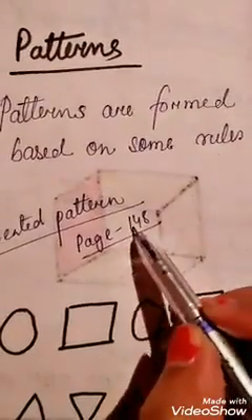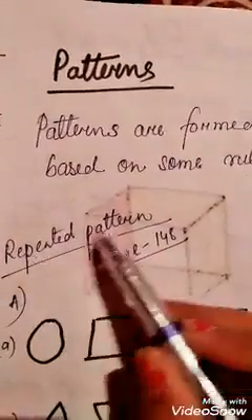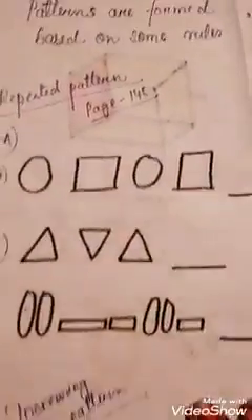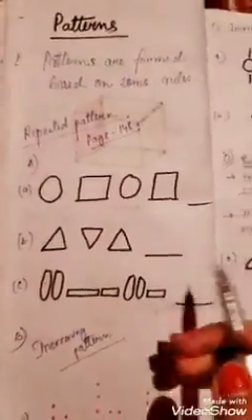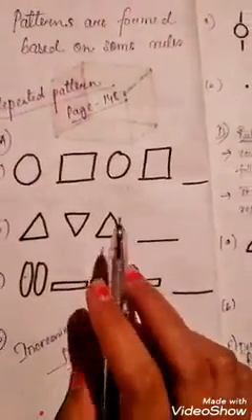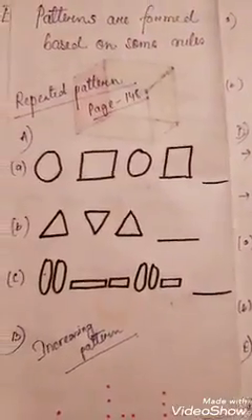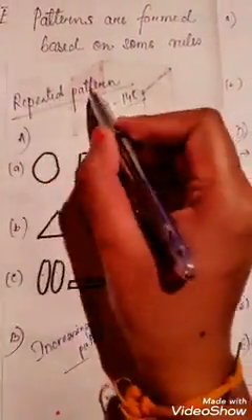You can see page number 148, where you will see a repeated pattern. It's a kind of work given in your book, so we will discuss it here and you can do it in your book also. A number repeated pattern is given.